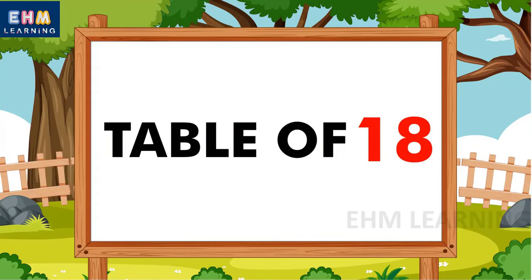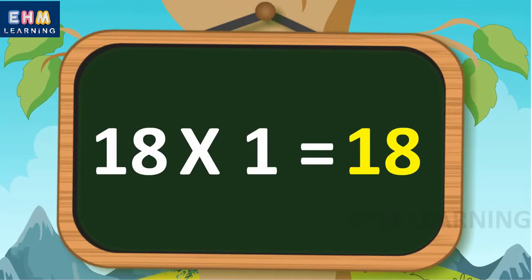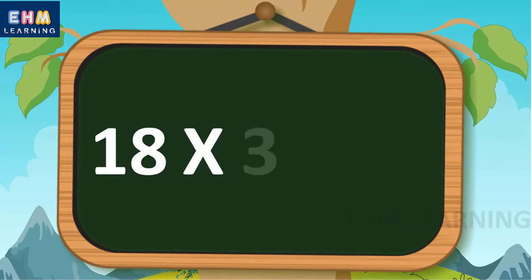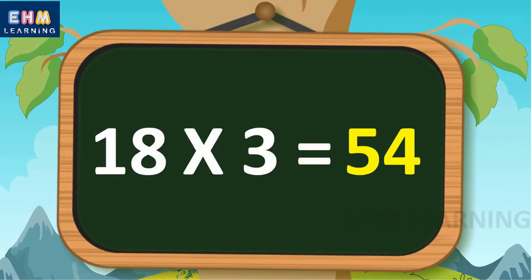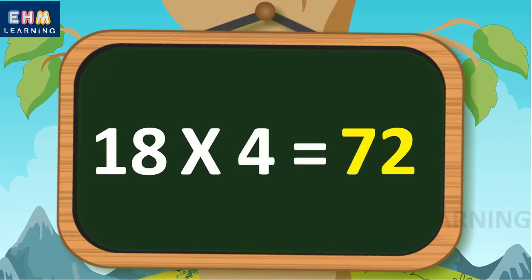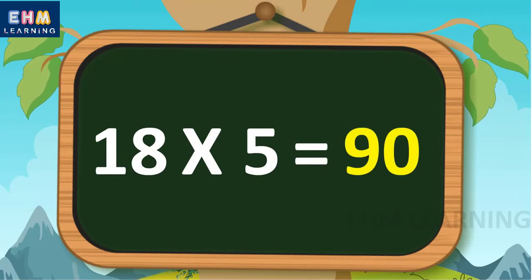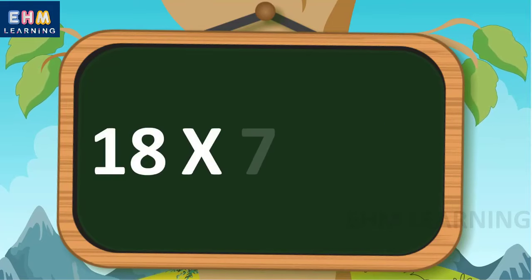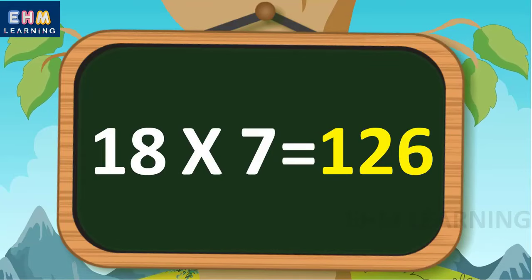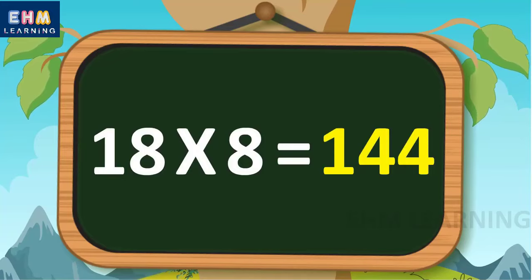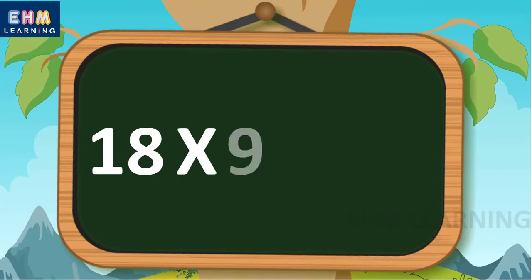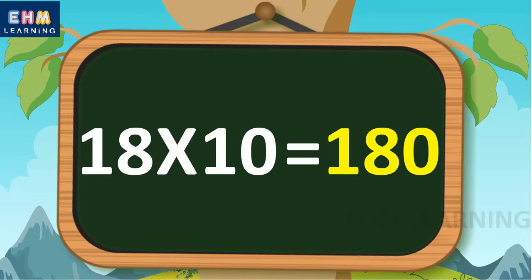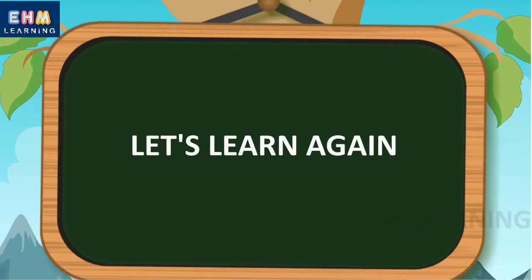Table of 18. 18 ones are 18. 18 twos are 36. 18 threes are 54. 18 fours are 72. 18 fives are 90. 18 sixes are 108. 18 sevens are 126. 18 eights are 144. 18 nines are 162. 18 tens are 180.